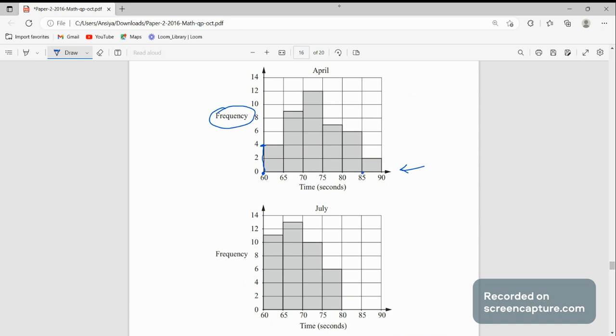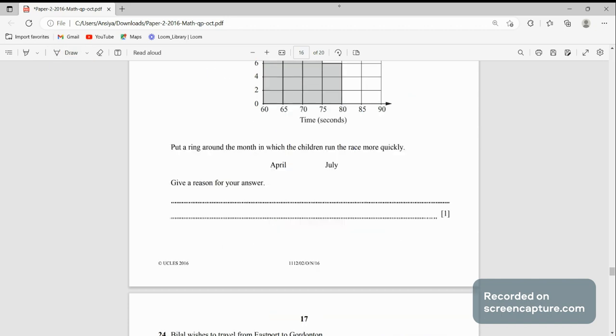Now this is 85. Okay, 80 to 85. Within 80 to 85 seconds, how many students completed? 6 students completed. Like that, before reading the question, first you should have a look at the graph, so it will be easy to answer. Now, put a ring. See, it's just a one mark question.